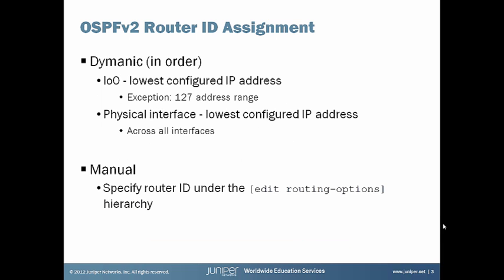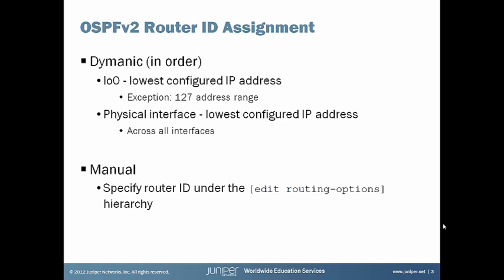In terms of assigning router IDs on Junos devices, there are a couple of methods you can work with. The first is a dynamic method, where the device will auto-assign its router ID using interface IP addressing. The first option is that OSPF will automatically use the loopback interface, and specifically the lowest configured IP address on the loopback interface. There's one exception here, and that's the 127 address range. If your loopback has a 127 address, that address will not be used in this process.